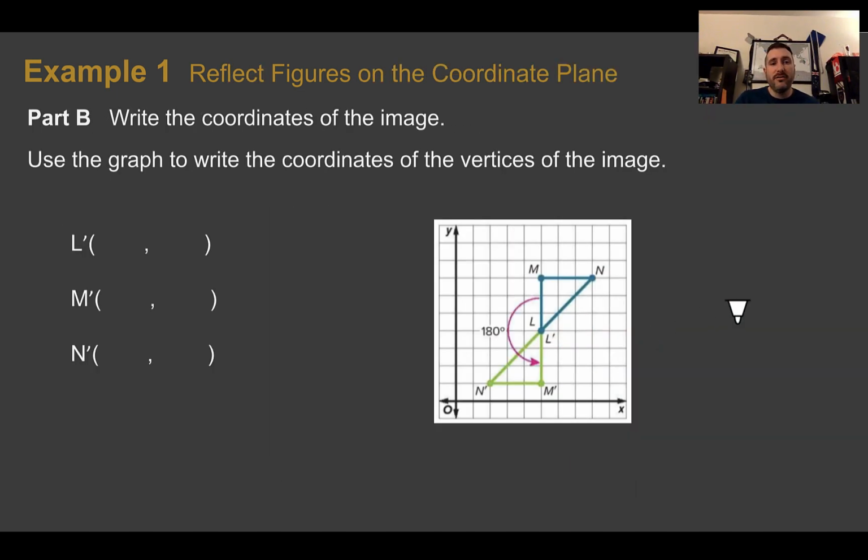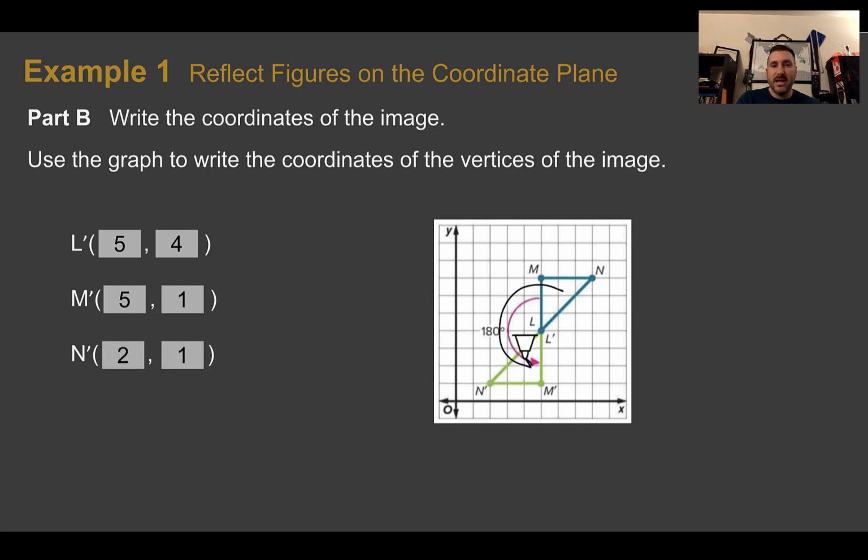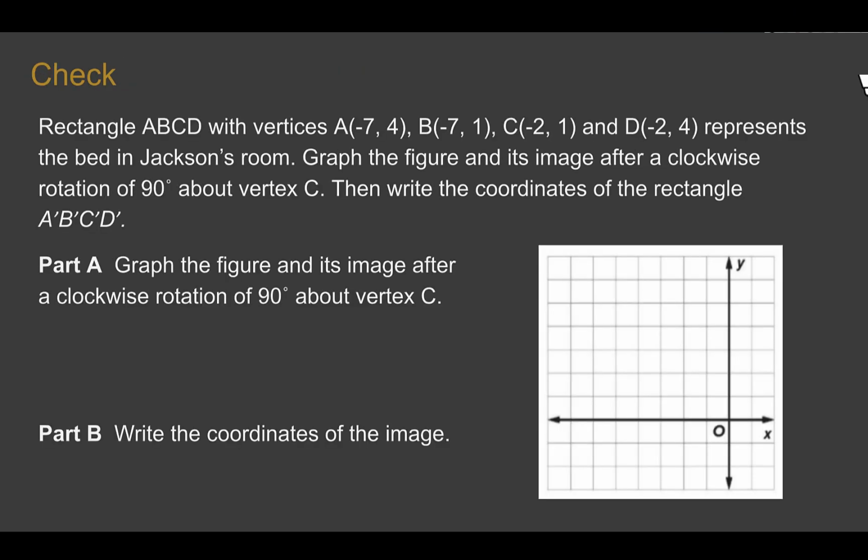Now, what are the coordinates of our image? L prime stayed in the same spot as L, so 5,4. M prime is now at 5,1. And N prime is at 2,1. So we took our image, rotated it around the point we said, the number of degrees that we said to produce our image. Check your understanding. Read through the situation, graph the figure, and rotate it 90 degrees clockwise about vertex C. Then write the coordinates of the image. Pause the video now and complete the check.